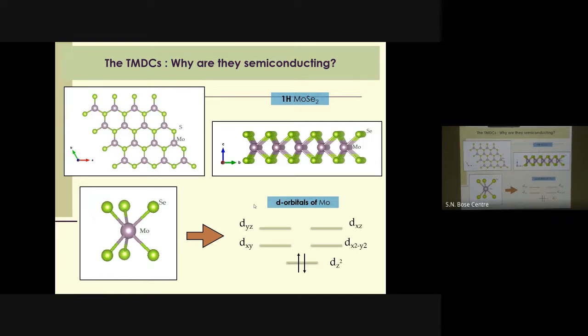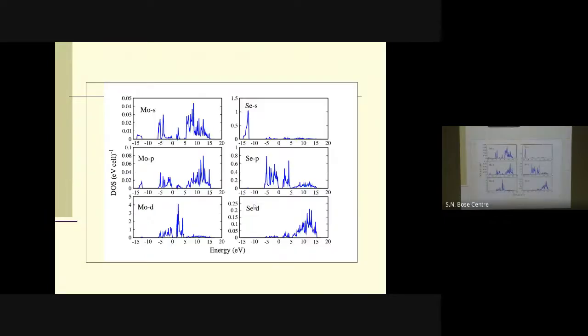Now, just to tell you the nature of the states, I'm taking the eigenfunctions of the Hamiltonian and projecting out the character, the Mo s character, the Mo p and the Mo d. What you can see is this has very small weight and this has very small weight.